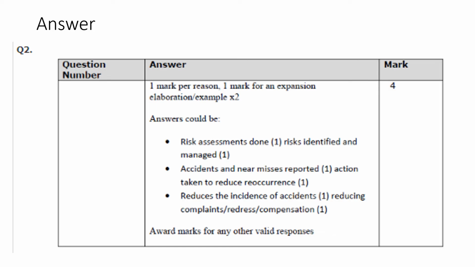You could also discuss what should be in the health and safety policy, such as any accidents, how they should be reported, and then any action that should be taken to reduce occurrence. So again, you mentioned the accidents, and then how to report those could be the expansion. Another example you could put is it reduces the incidence of accidents. The whole idea of having a health and safety policy is to reduce the amount of people getting hurt, therefore reducing the amount of complaints or compensation that people try to claim afterwards. So this is what the exam board recommend to put for this 4-mark answer.